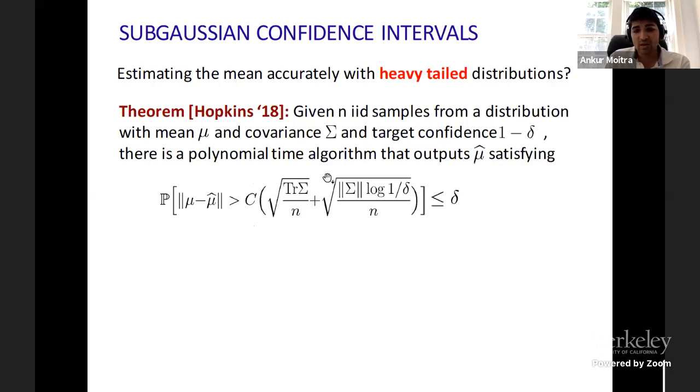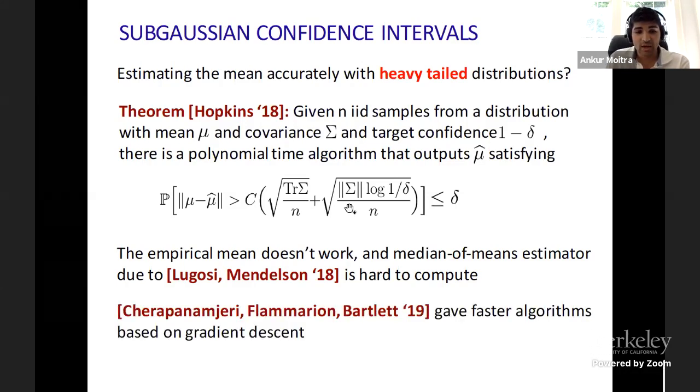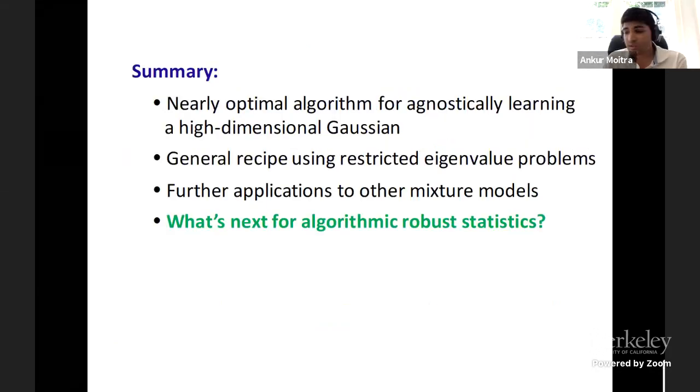The important thing is that what it outputs is an estimate mu hat, where the width of this confidence interval depends logarithmically on delta, where delta is your failure probability. And there were earlier approaches, like the approach of Lugosi and Mendelson, that showed how to get these types of confidence intervals, but inefficiently, based on something called the median of means estimator. Some of the ideas that I described play some kind of conceptual role in, for example, Hopkins's work, and even some of the later improvements which gave faster algorithms based on gradient descent. So let me stop there.